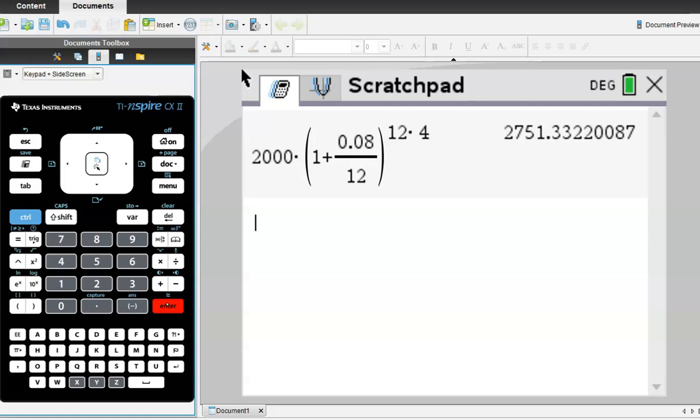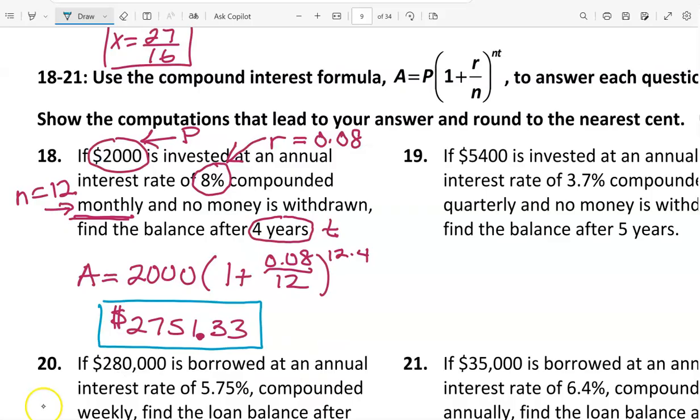And that gives us 2751.33. Since your answer represents a money amount, we're going to round to the nearest penny or cent, which will be 2 digits after the decimal point.